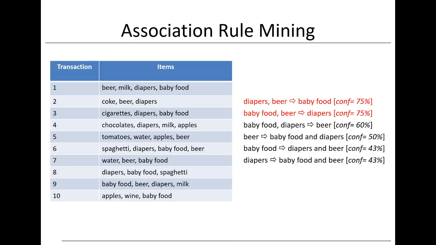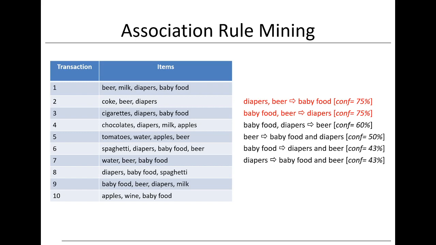For the frequent item set baby food, diapers, beer, the following association rules can be derived. Diapers and baby food implies beer. Diapers and beer imply baby food with confidence 75%. Baby food and beer implies diapers with confidence 75%. Baby food and diapers implies beer with confidence 60%.